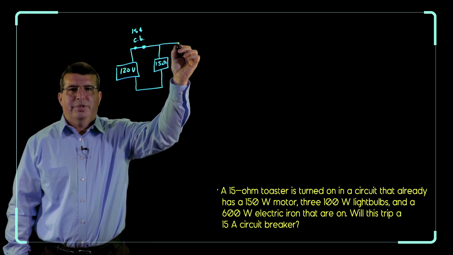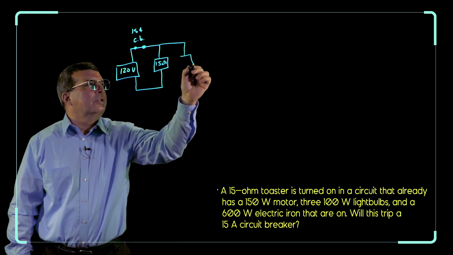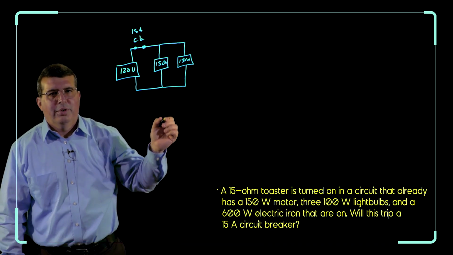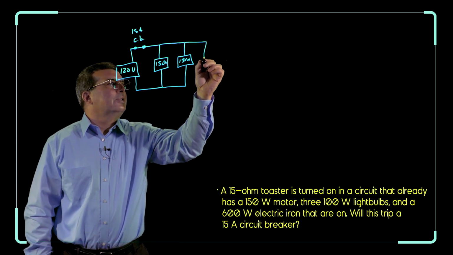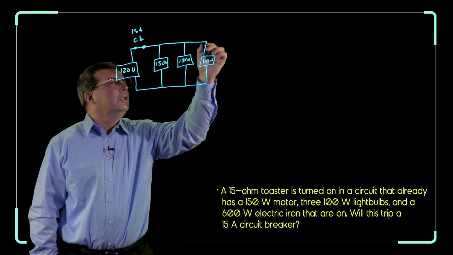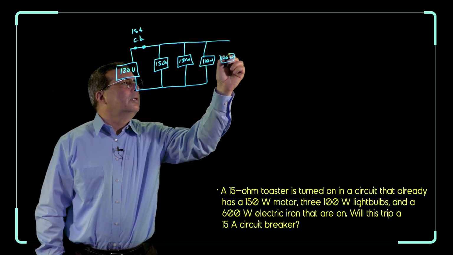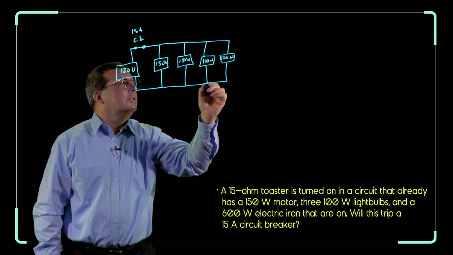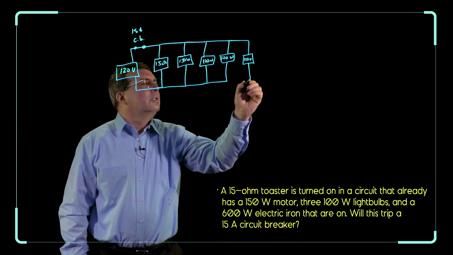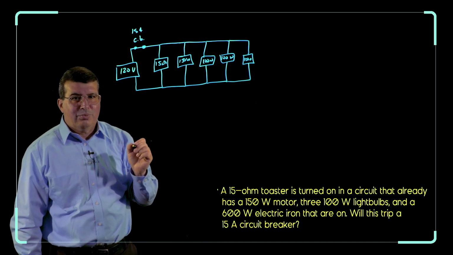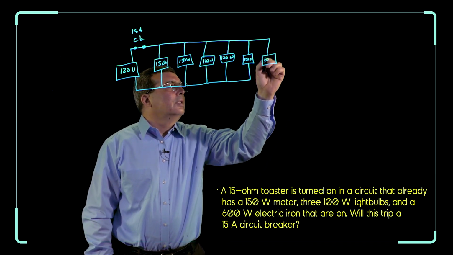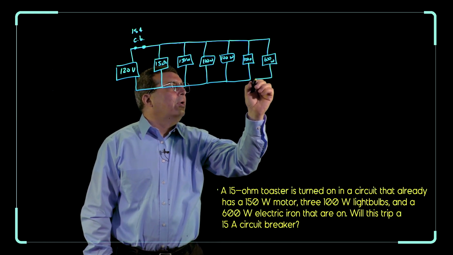We have a 150-watt motor. And that is connected in parallel. We have three 100-watt light bulbs: one, two, and three. And a 600-watt electric iron. All right, and all of those are connected in the same circuit.